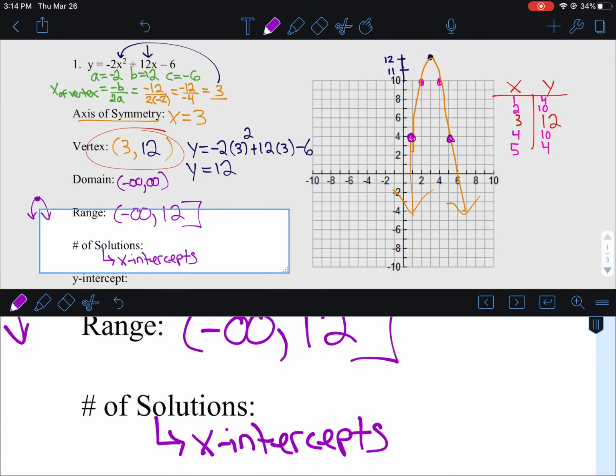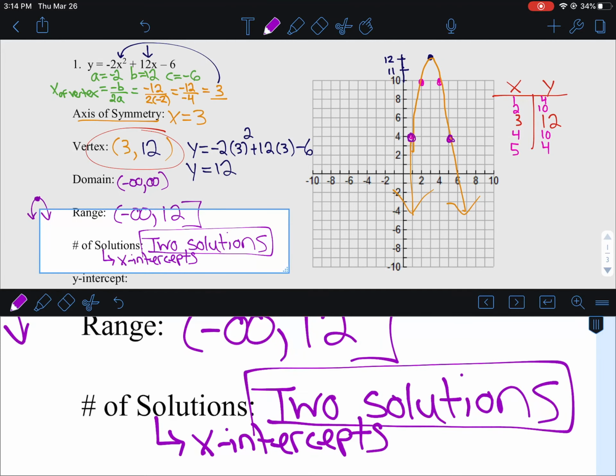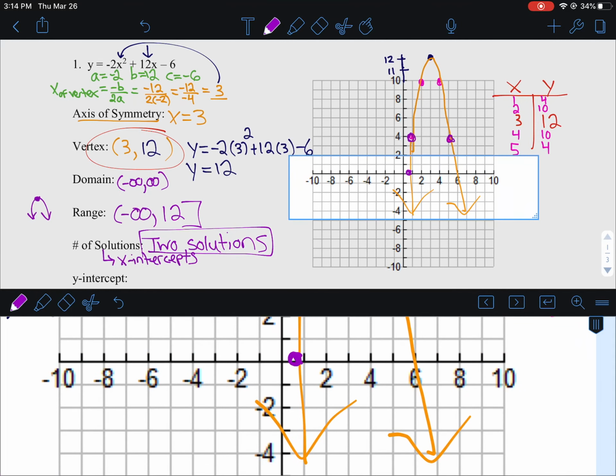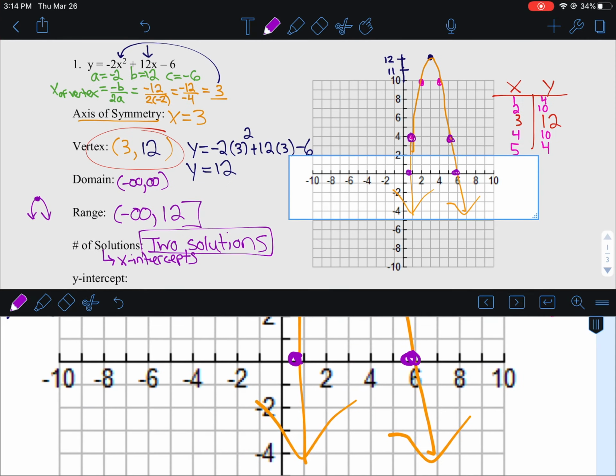In this case, there are 2 solutions, and we'll figure out how to find those later. But there's 2 solutions because there's 2 x-intercepts. There's an x-intercept right about here, and there's an x-intercept right about here. Just eyeballing it. Okay, it's not 1 and 6. It is actually not 1 and 6. We actually know it from decimals. It's about 0.6 if you round it, and then 5.4 if you round it to 1 decimal place.